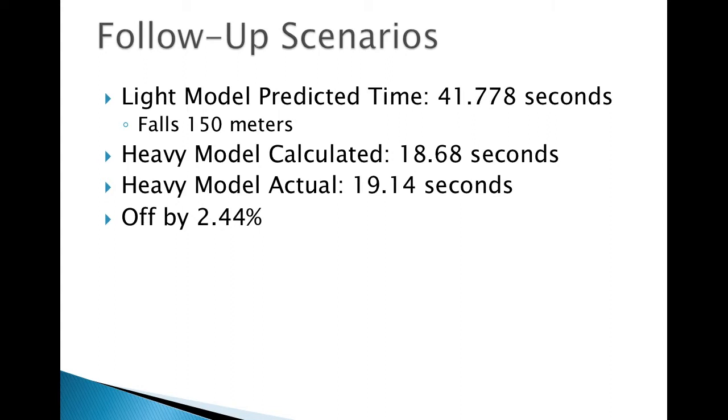So I followed up on this experiment to find out how accurate it was as time went on. In this case, I had it fall 150 meters, and I predicted the time it took for the lighter stack of plates to fall 150 meters. The computer model predicted it to be 41.778 seconds. Then I divided this by the square root of 5, because that's the factor the velocities differ by, so it should be the same with time. I calculated it to be 18.68 seconds. But when I ran it in the model, the time was equal to 19.14 seconds. It was very close, because it's only off by 2.44%.